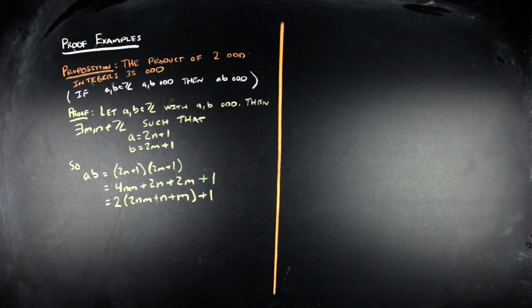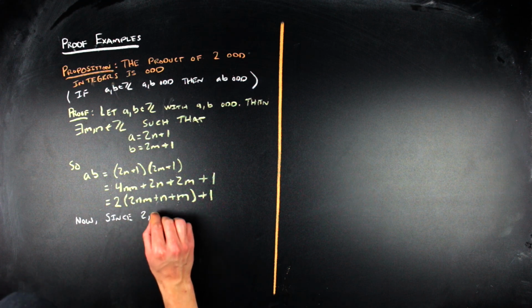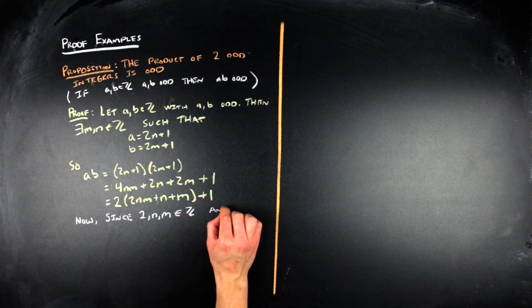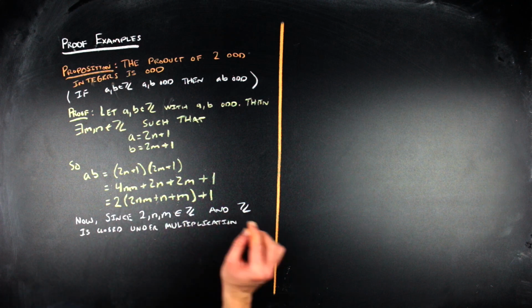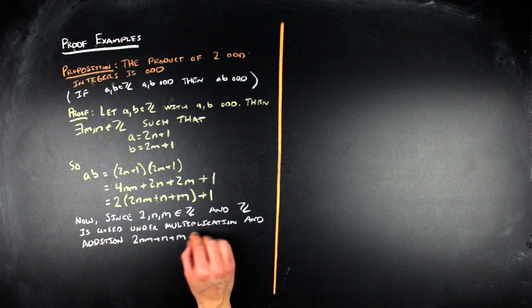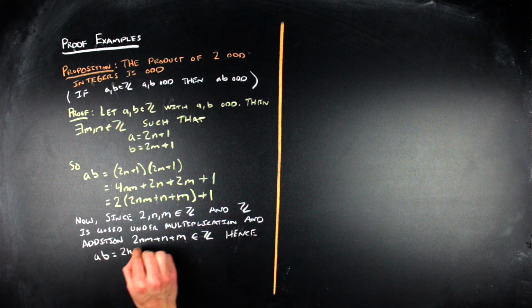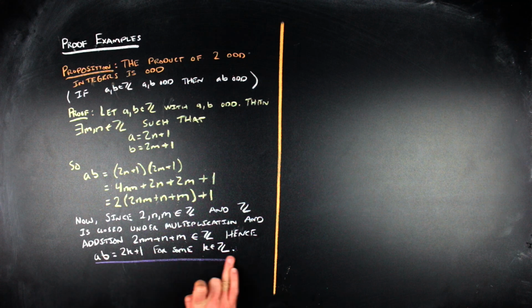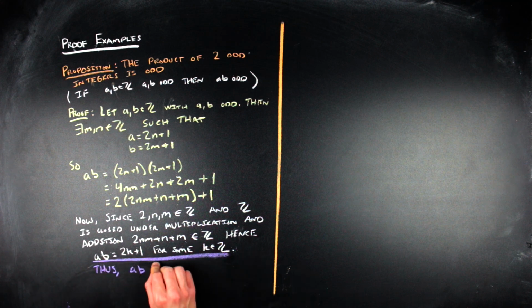Now, because this is a proof, and just to explain everything, the integers are closed under addition and multiplication, which means if you take two integers and add them together, or multiply them together, you get an integer out. We know that 2nm+n+m is also an integer because 2, n, and m are all integers. And thus, because ab is in the form of 2k+1 for some integer k, which in this case is 2nm+n+m, we have that ab is an odd integer.